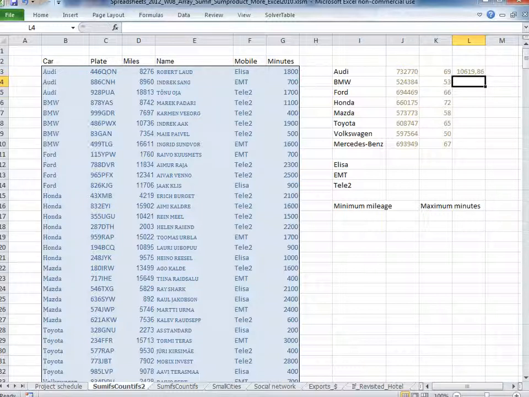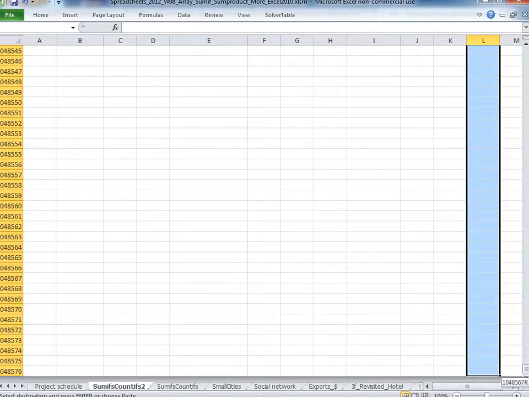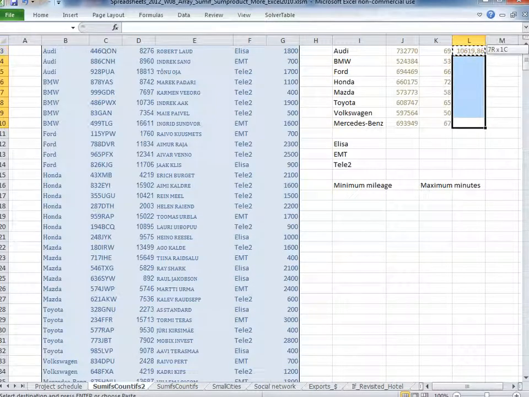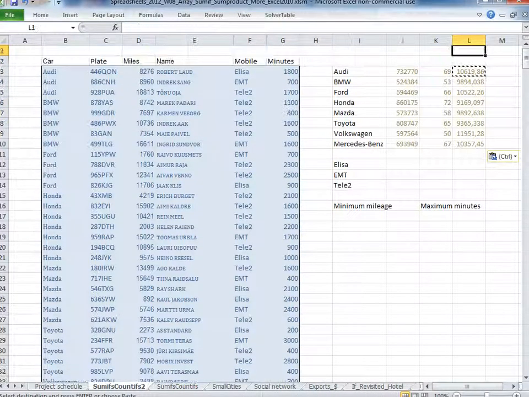And for Audi, the average mileage is 10,600, whereas the highest average mileage belongs to Volkswagen with 11,900. So a difference here, and of course we also have a function called AVERAGEIFS, which does the same thing, which calculates the same numbers.